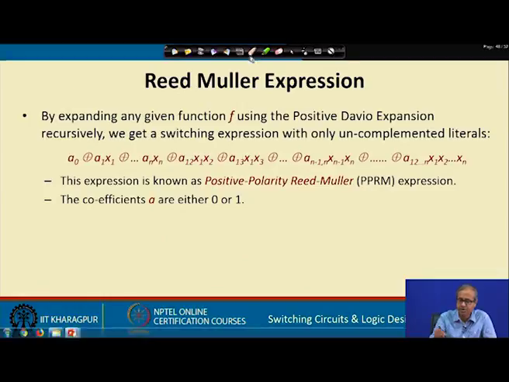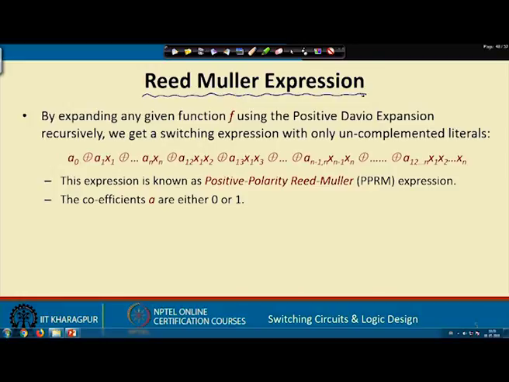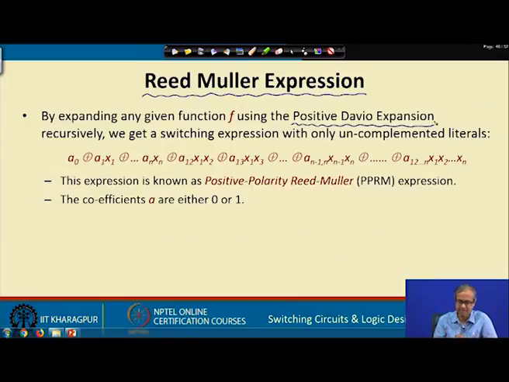Fine. Now, let us come to something called Reed-Muller expansion. Reed-Muller expansion is a classic way of implementing a switching expression using AND and XOR gates. This was proposed long back. There are many applications of Reed-Muller expansion and people have been using it for many years, many decades. Now, the idea of classic Reed-Muller expansion is that we use positive Davio expansion to expand a given function repeatedly, recursively.